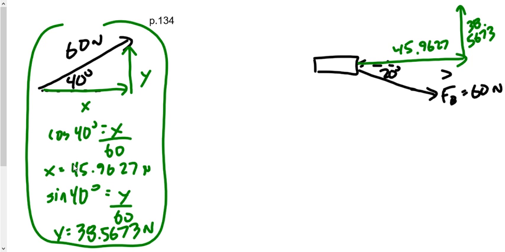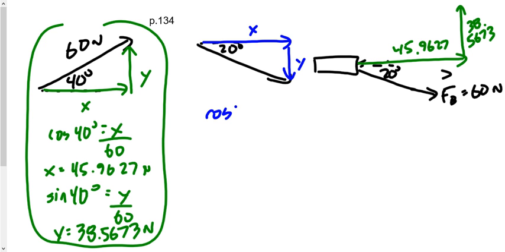The other one says we've got 60 newtons at 20 degrees. Here's x, here's y. Which side of the triangle is x this time? Abby, which side of the triangle am I looking for when I'm solving for x? Is it opposite or adjacent? Yeah, so I'm going to use the cosine function again. Cosine 20 degrees is equal to adjacent over the hypotenuse, that's 60 as well. So 60 cosine 20 gives me 56.3816.